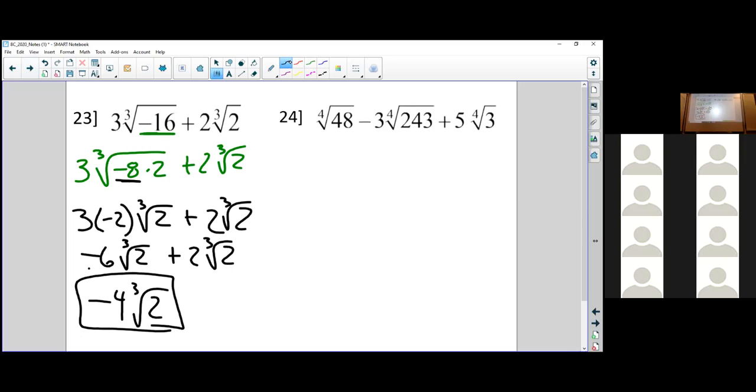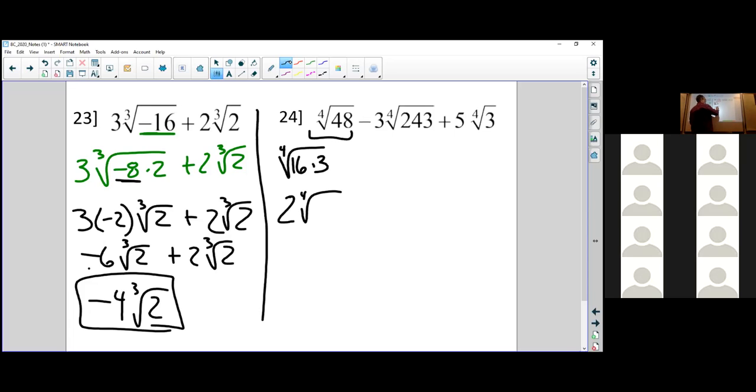24, I'm looking for perfect 4th roots. Perfect 4th roots. So 2, 4, 8, 16. So I know that this one's going to become fourth root of 16 times 3, which then becomes 2 fourth root of 3. And then I'll do this next one, 243. Let's see, 3 times 3 is 9, times 3 is 81, times 3. Oh, that's just fourth root of 243 is 3. Okay, because if I go 3 times 3 times 3 times 3, so I got 3 times 3 is 9, times 3 is 27.